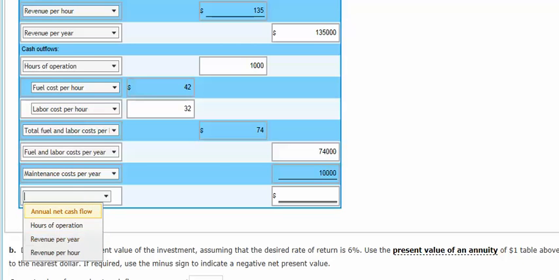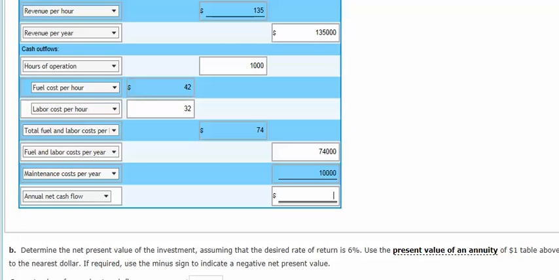And that will give us our annual net cash flow, which is $135,000 minus the $74,000 minus the $10,000. That gives me $51,000 per year. So I'm going to have net cash flows of $51,000 per year.